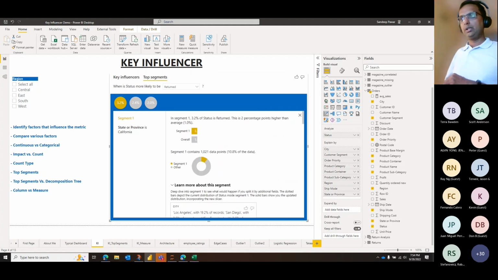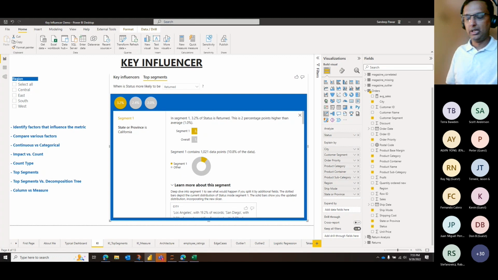Now, coming back to the question of how you would use this or explain this to your business users. I'll tell you, I've never put this visual in production in any of my reports. I wouldn't put this in front of the business users at all. You'll probably see reports where people use it. I personally feel that the key influencer visual is more for me as a developer to use than for the business user.